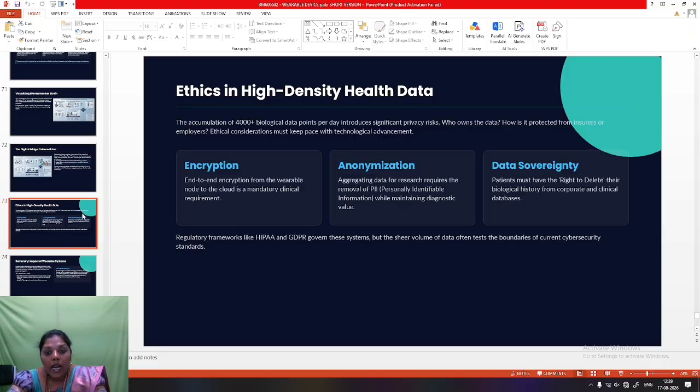Next, ethics in high-density health data. The accumulation of 4,000 biological data points introduces significant privacy risk. Who wants the data? How is it protected? The insurance, the employer. Ethical consideration must keep pace with technological advancement. Encryption, anonymization, data sovereignty, end-to-end encryption from the wearable nodes. Patients must have rights over their data in biological, corporate and clinical databases.